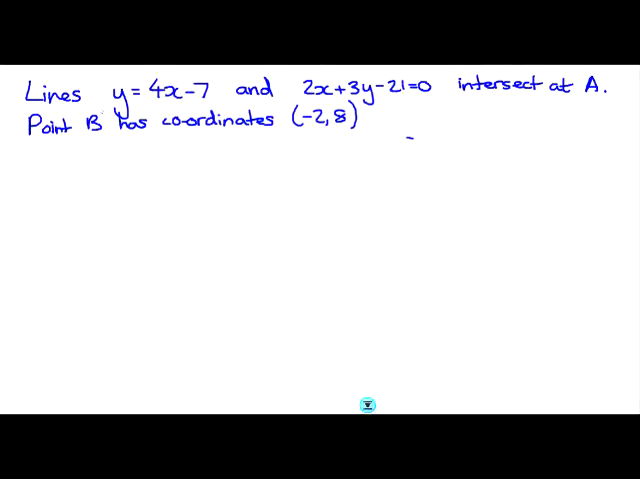So basically what we have is two equations of lines and we're told they intersect at point A. And we're also told there's point B that has these coordinates. And we want to find the equation of the line that goes through point A and point B. So what we're going to have to do first of all is find out where this intersection is.